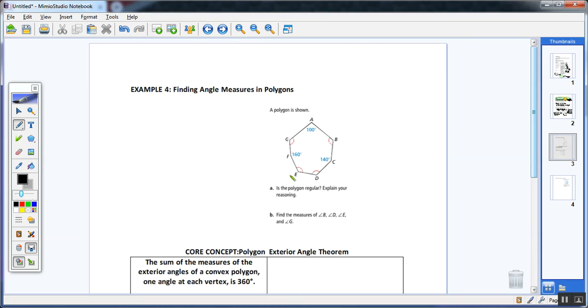Well, kids, I have a question. Is this going to be a regular polygon, yes or no? No. All right, I'm hearing yes and I'm hearing no. The angles are different, so the sides. Right. A regular polygon has to have all equal angles, right? So I can say no, not all angles are equal here, are they?